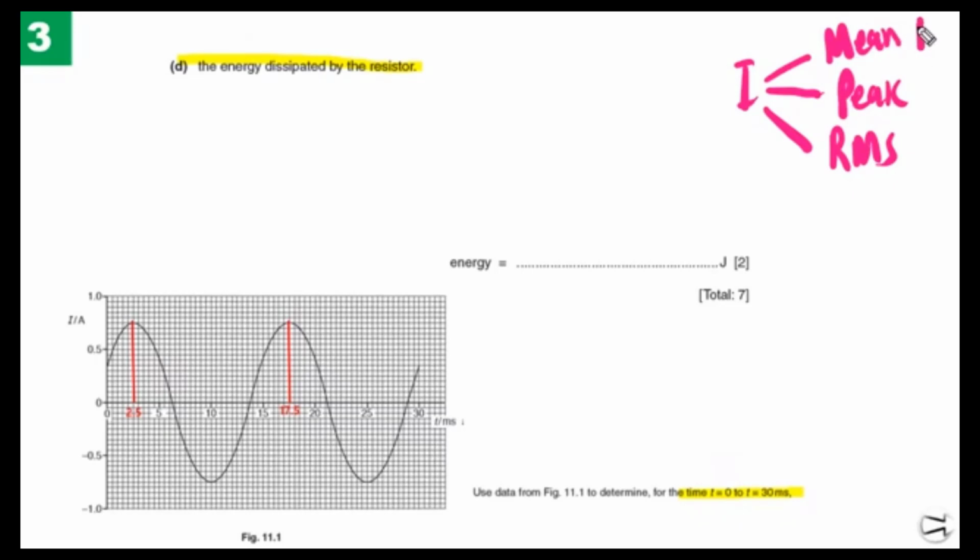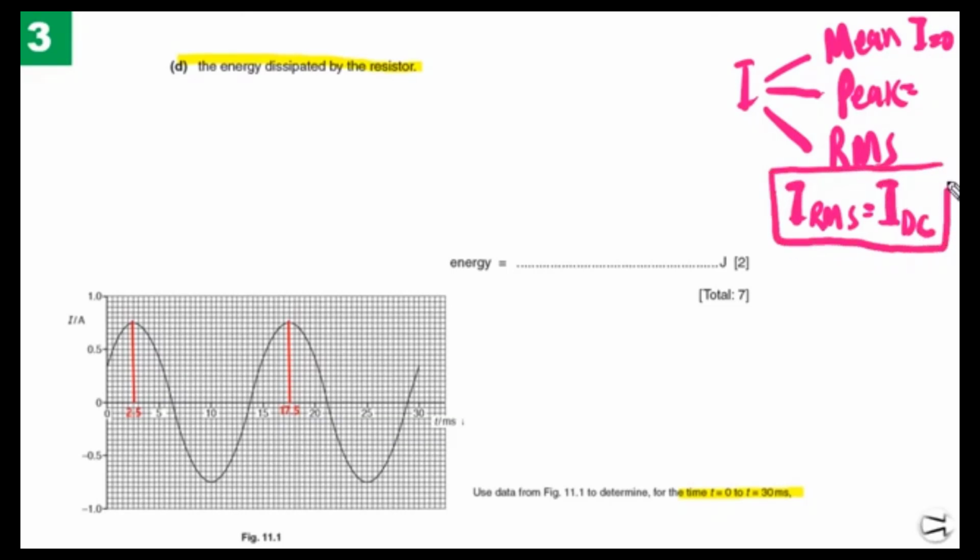First of all, the mean value is given. This is I equal to 0, and the peak value is only at a certain period of time. This value is not constant, so we cannot use that value. But for IRMS, we need to understand IRMS actually is equal to IDC, direct current, for example, for a constant value. So if you need to calculate the energy dissipated, we simply need to use IRMS. We should not use I peak. We cannot use I mean.